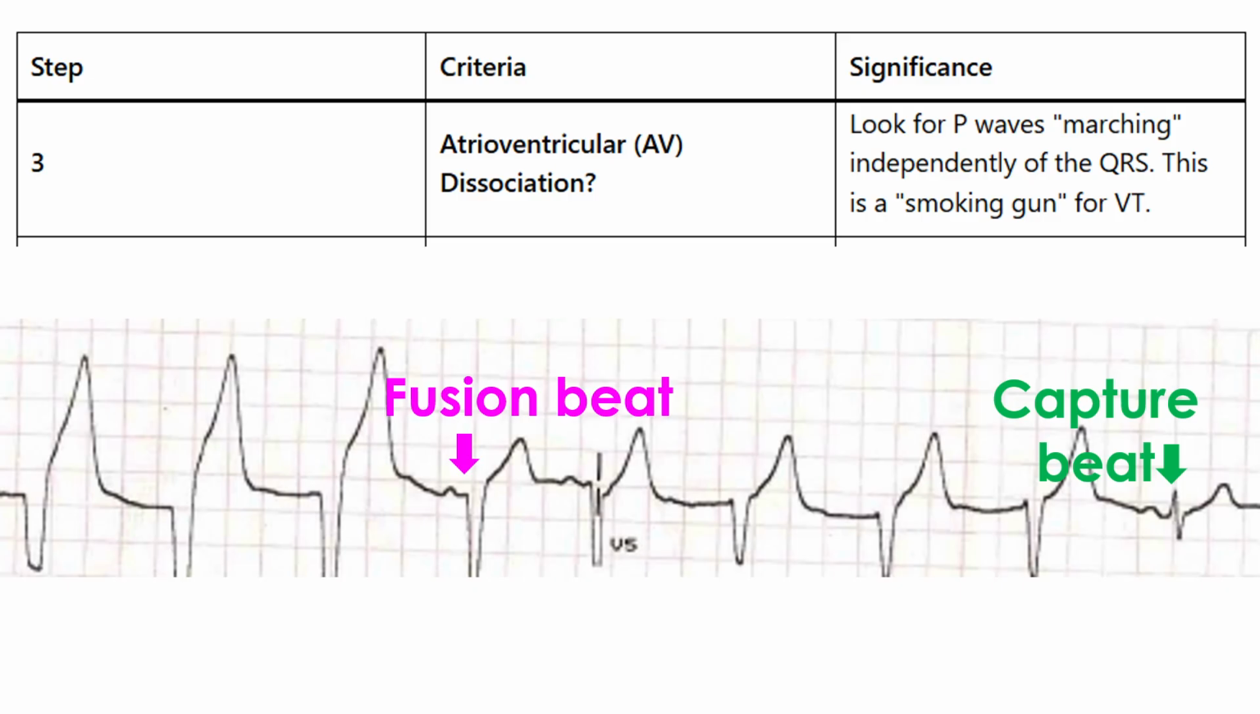Capture beat is fully sinus capture. It is just like a sinus beat, normal PR interval and narrow QRS. Both are seen in this strip, but this is not ventricular tachycardia, a variety known as accelerated idioventricular rhythm, sometimes also called slow VT, which is typically seen in reperfusion after a myocardial infarction.